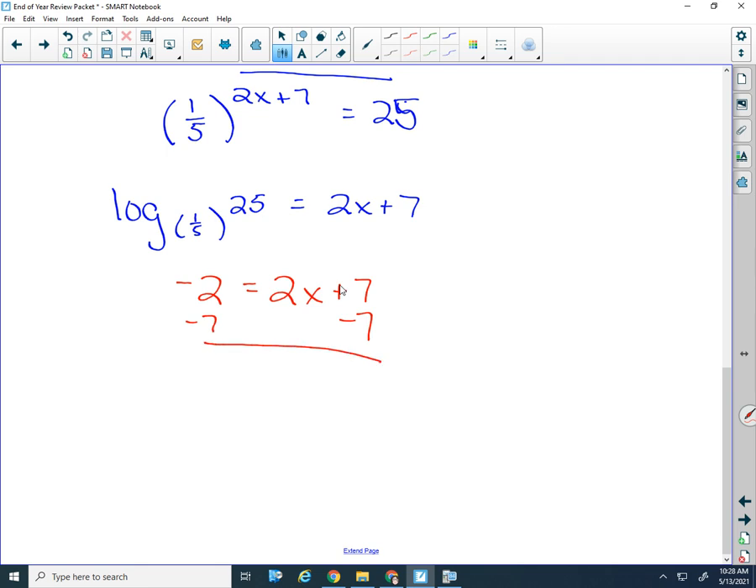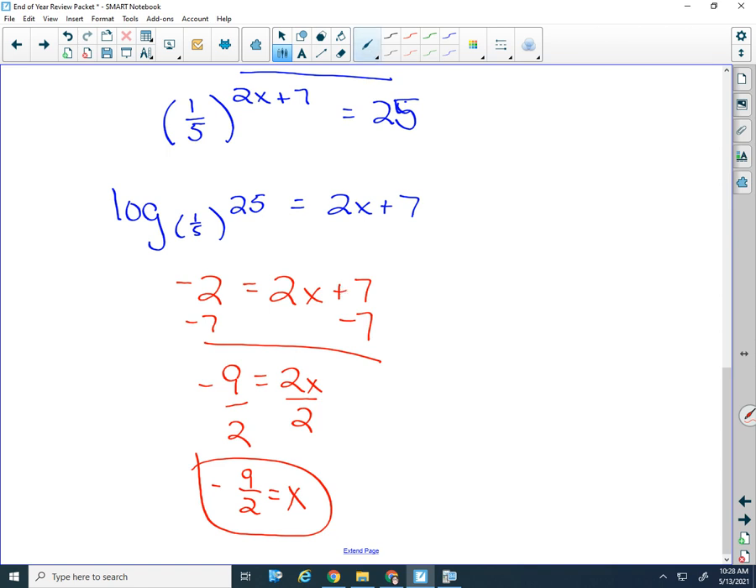-7, -7. So I have -9 equals 2x divided by 2. So I have -9/2 or -4.5. That's how you would do this, just like the problem above with logarithms.